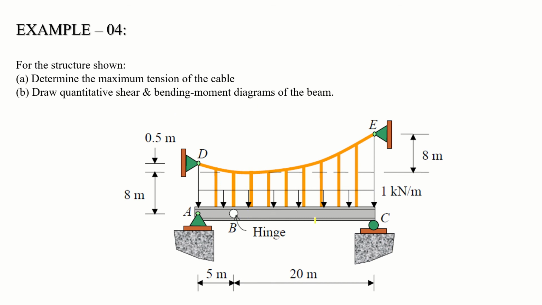So that will be your homework, to draw quantitative shear force and bending moment diagrams for this beam. Now keep in mind that there is an internal hinge at point B. The lowest point, for example this point, is 8 meter below support E, and it is 0.5 meter below support D. And below this lowest point the girder is at 8 meter, right?